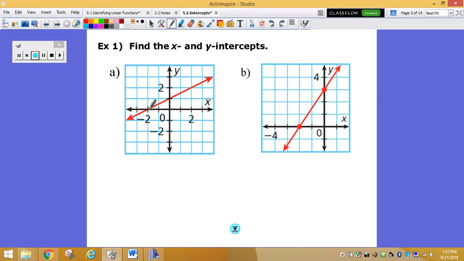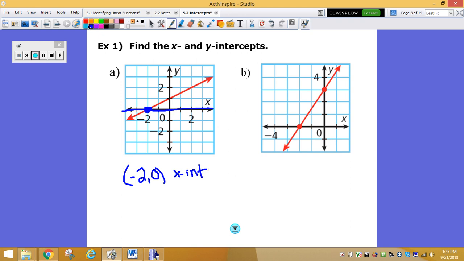The x-intercept is on my x-axis. So my x-intercept is right here. So I would write that as -2, 0. And you have to write them as ordered pairs, okay? The x-intercept is at -2, 0.